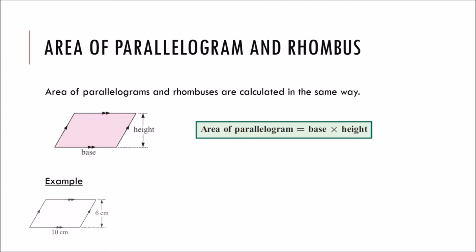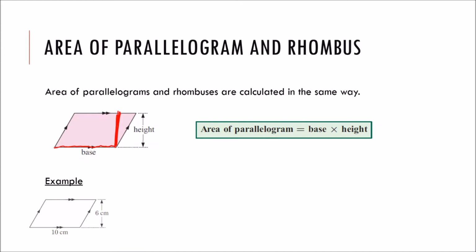Now to do that, all we need to do is find the base and the height. So here our height is how far up it goes. Right, so it's the height, it's not the slant. It is not the slant. So we need the height that goes straight up and the base the whole way along.